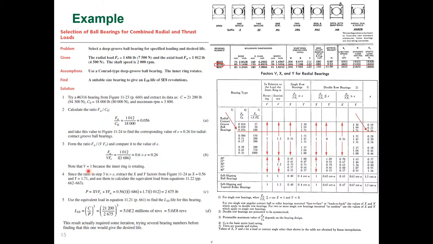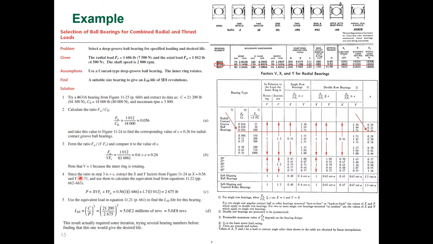And V is 1 because it's rotating, okay? So in relation to the load, the inner ring is rotating, okay? So the inner ring is rotating along about a shaft. This says here the inner ring rotates. That means V is 1, okay? Otherwise, it would have been 1.2 if it was stationary and the outer ring was rotating. So V is 1, okay, because the inner ring is rotating.